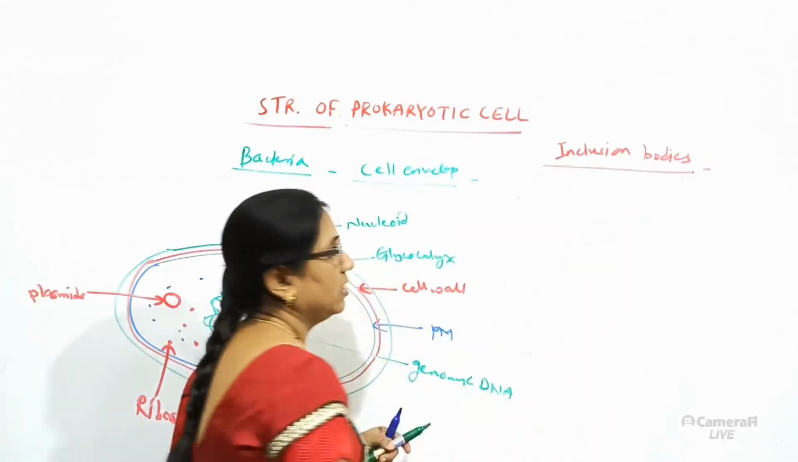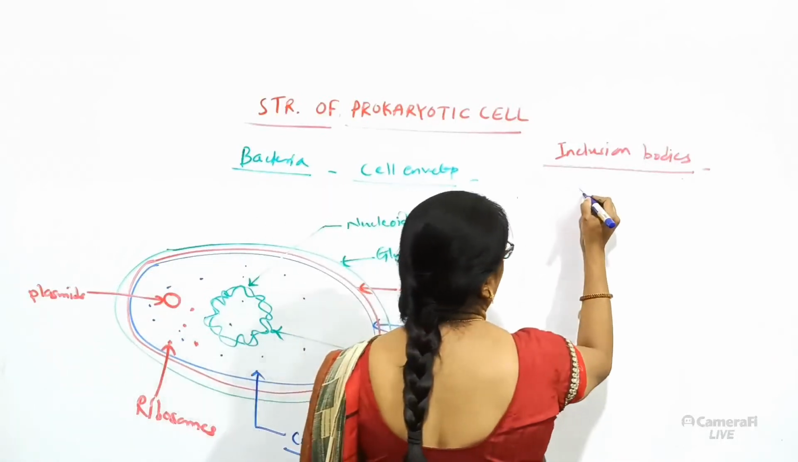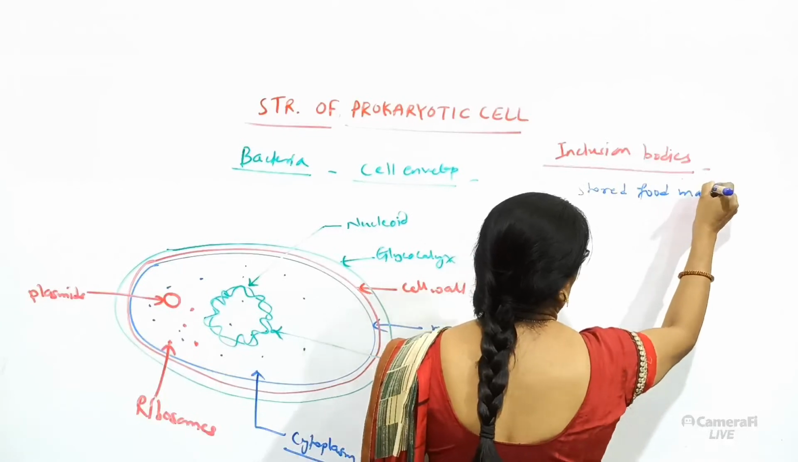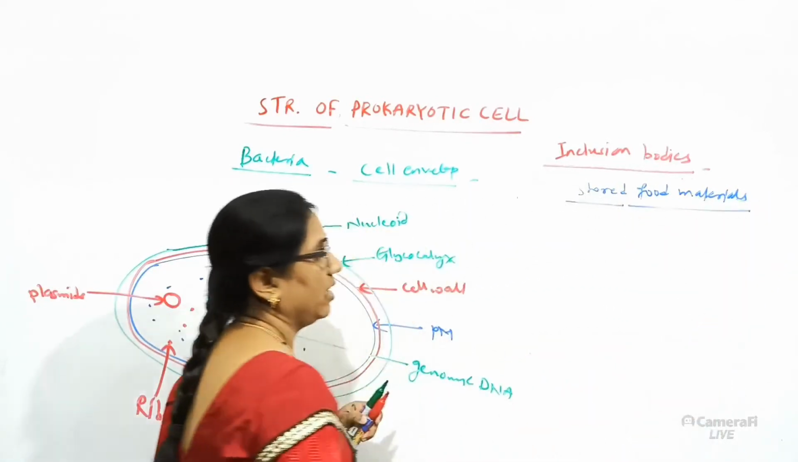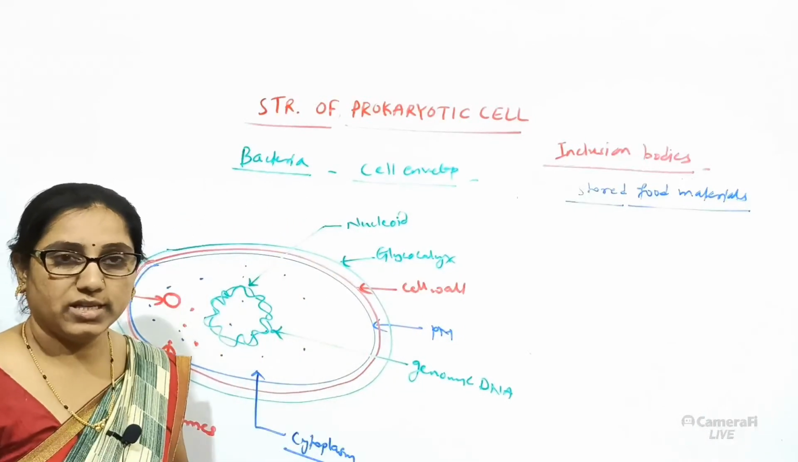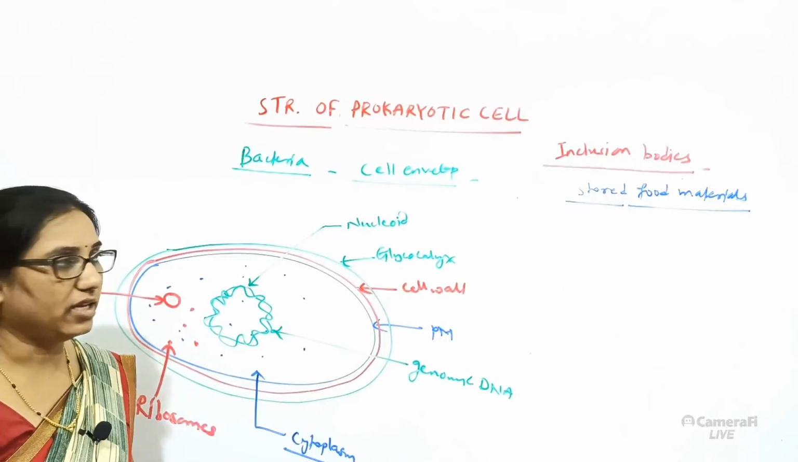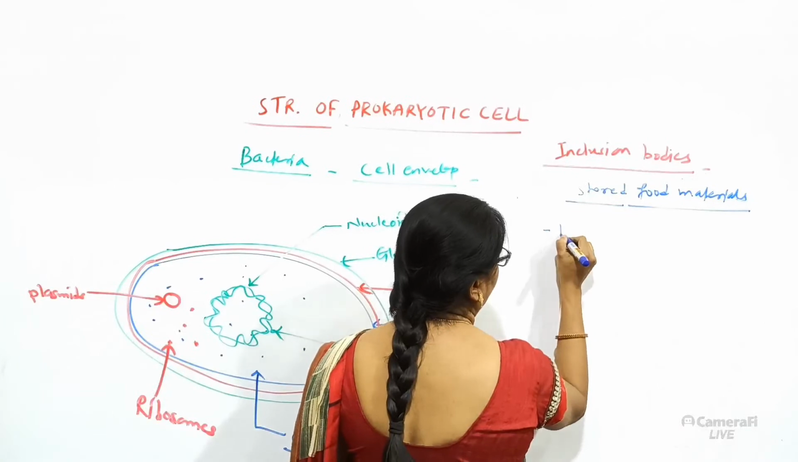Inclusion bodies are nothing but the stored food materials. The storage food material is in the form of inclusion bodies. This stored food material is in the form of phosphate granules.